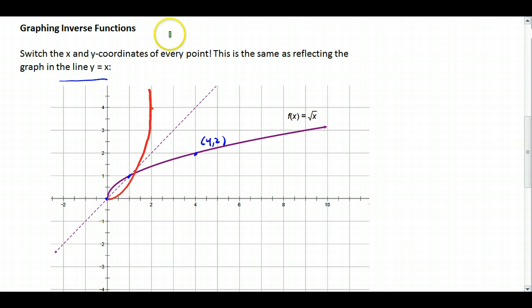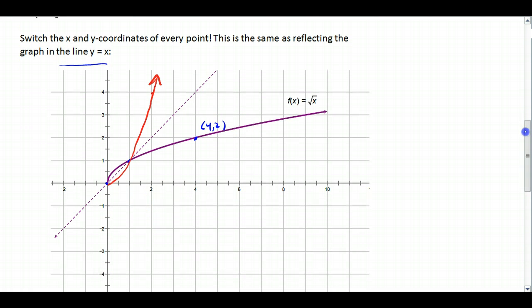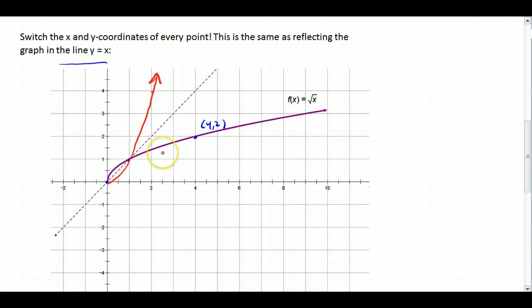And so the inverse function is doing something like this. Well, maybe I went a little bit too steep right there at the end. But it's basically going like that. And you notice that the original function and its inverse will always intersect along the line y equals x.